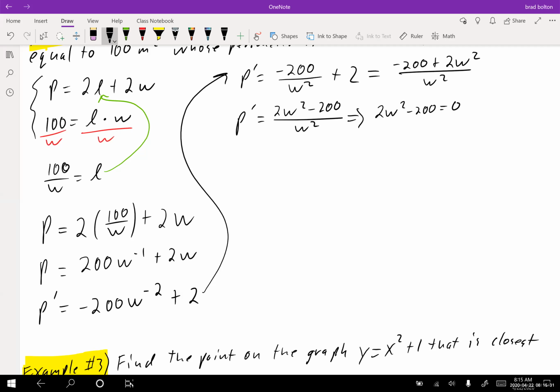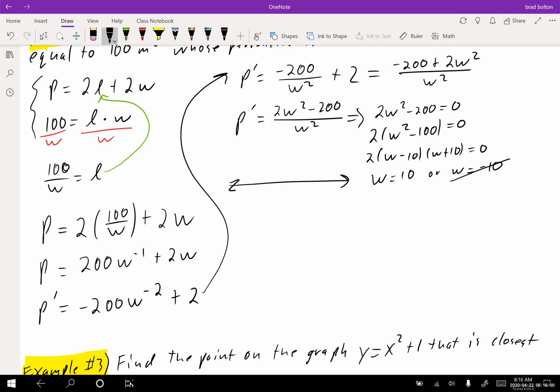I'm going to set that equal to 0. But that's really 2 times W squared minus 100, and I'm going to set that equal to 0. And then this means W minus 10 and W plus 10, difference of squares. So then I'm left with W equals 10 or W equals negative 10. Well, we know that we can't have a negative width, so we're going to throw that one out. So then we know that W equals 10 is going to be our critical number. And we're going to put 10 right there.